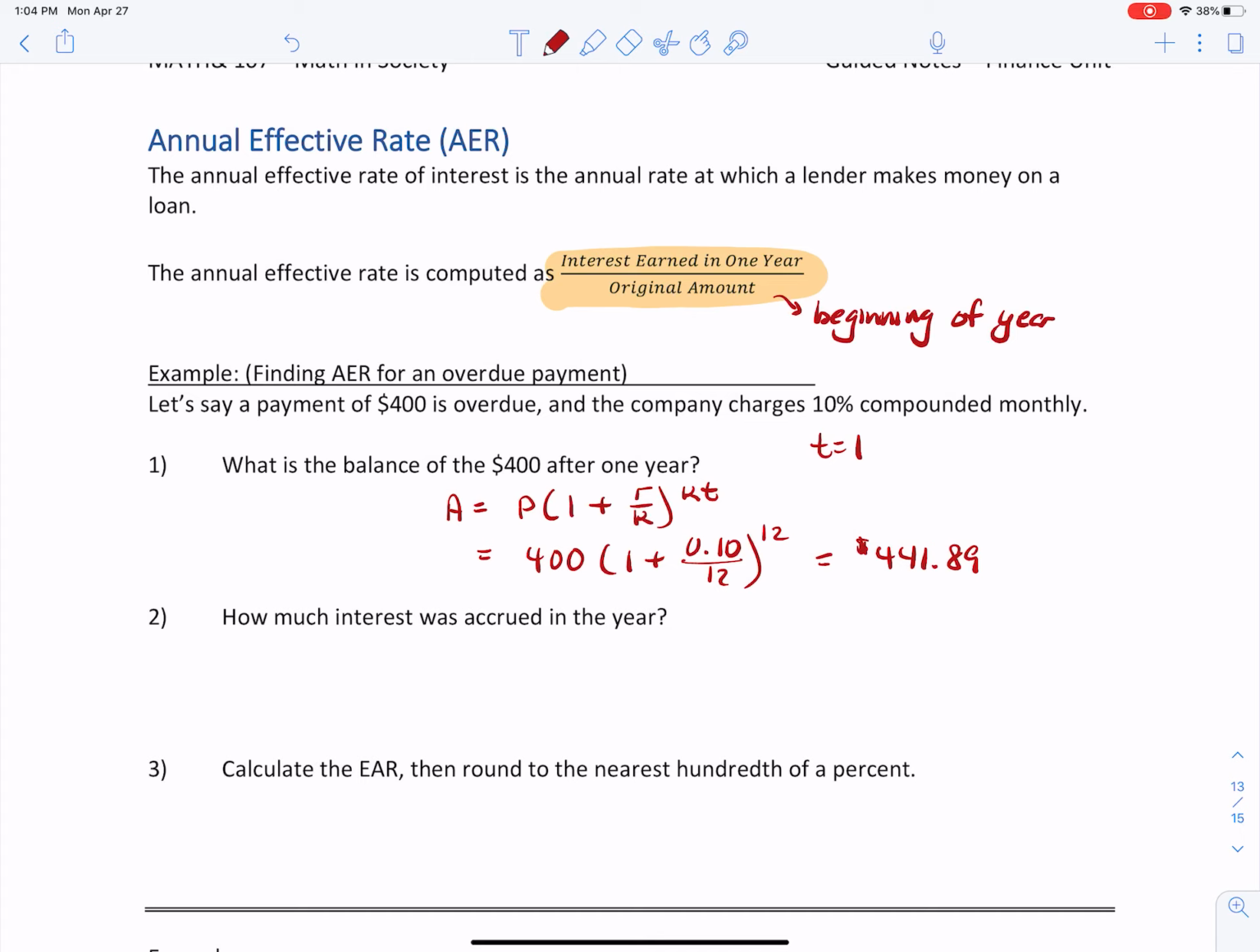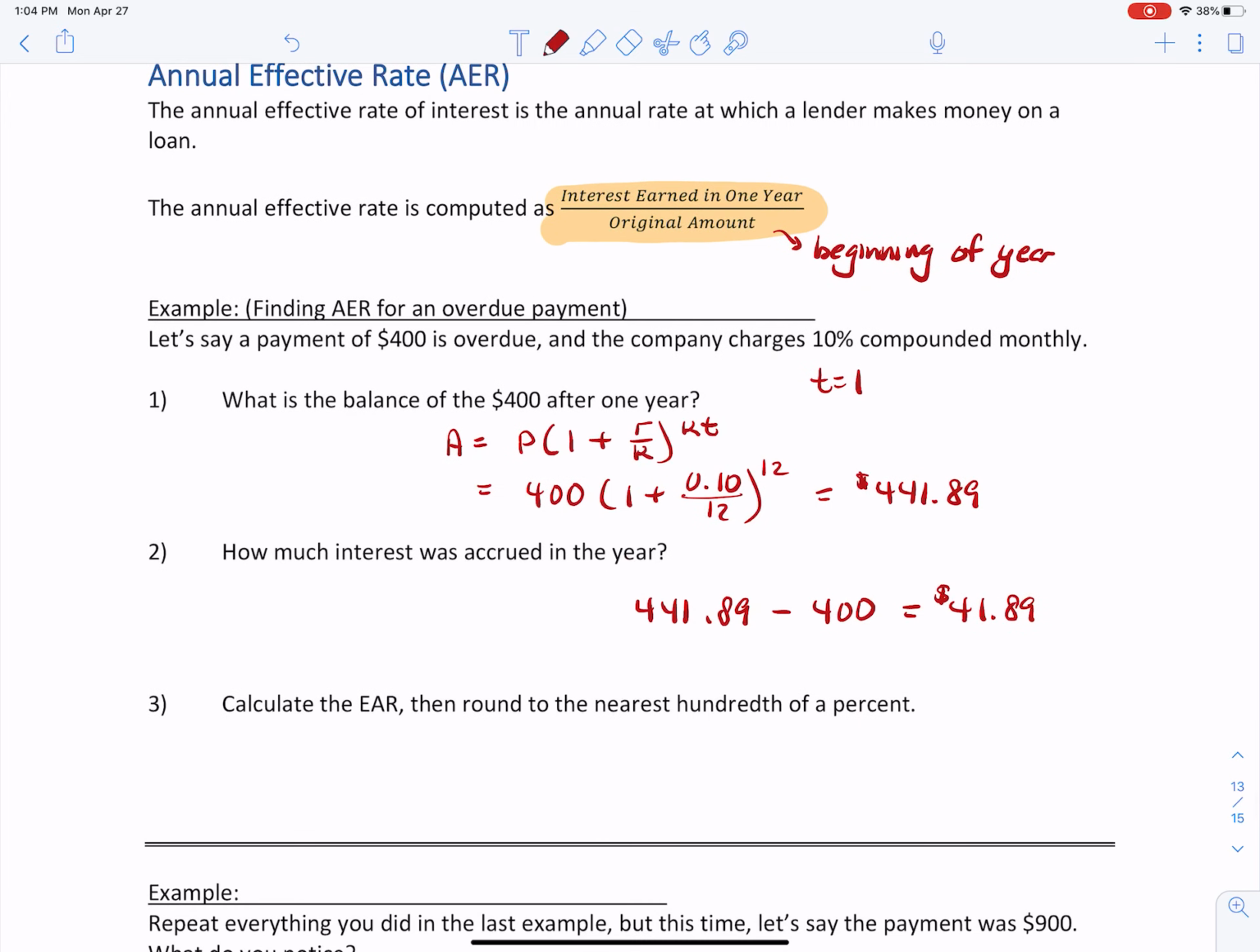Now let's just look at this one layer deeper. Let's look at the interest that's earned. And we know that that is just the amount that we pay them back minus the amount that we originally owed. So that's $41.89. And then the EAR we know is the interest that we earned divided by the original amount, which was the 400. And we end up with 0.1047 and a whole bunch of other stuff. So I'm going to say that this is about 10.47%.